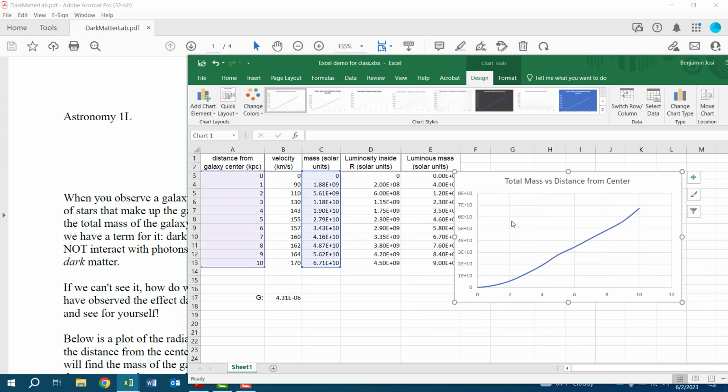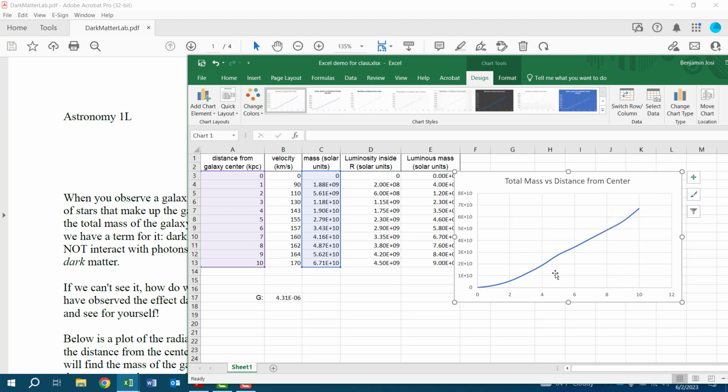We can see that as you move away from the center of the galaxy all the way out to 10 kiloparsecs, the mass within the orbit is increasing the whole time. That makes sense because as you go farther out, there's more and more mass in the form of stars with their planets and all the dust in between. There's more of that within the orbit that you're describing.